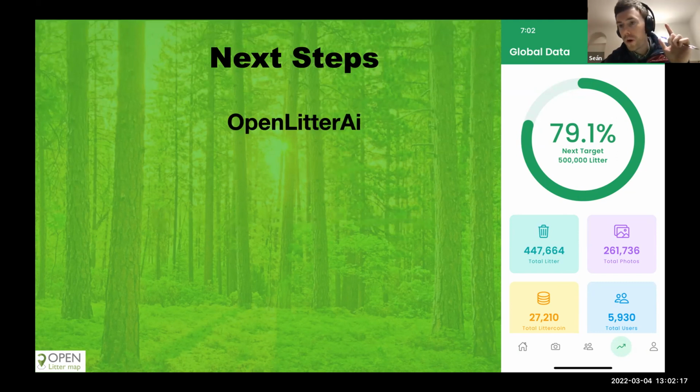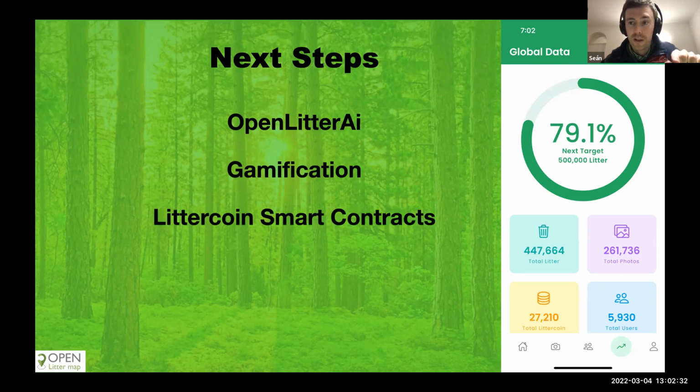As well as that, we're working on the OpenLitter AI. This will be an open source litter detection classifier that will help automate the tagging. We're adding in improved gamification elements. I have another grant proposal with crypto again to pay for that. And if you have any ideas, we'd love to hear them. We've got Litercoin, and we've got new competitions on the way.